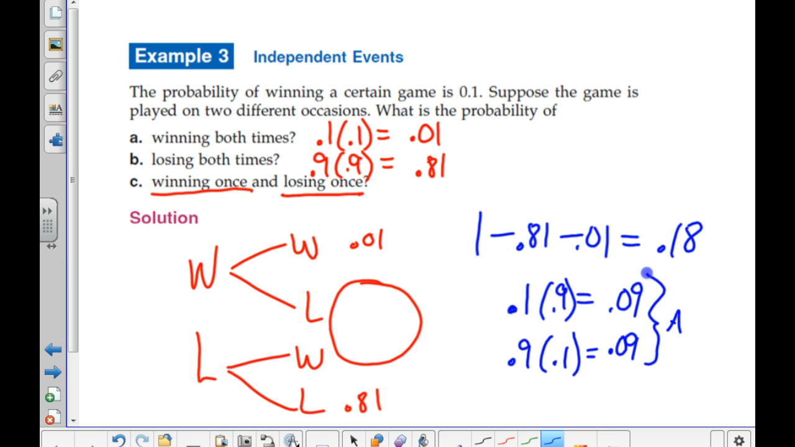But you have to add those together, because you have to say, what's the chance that I win once and lose once? Well, I could win the first time and lose the second, or I could lose the first and win the second, so the possibility is 0.18. Yes? No? We kind of get it? It's a little complicated. It's because they're not even. You can't just write win, win, lose, lose, okay?